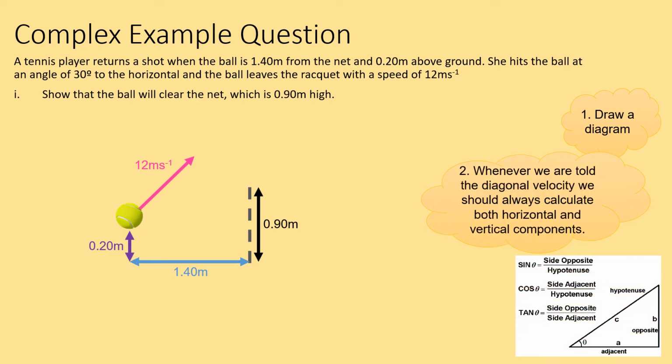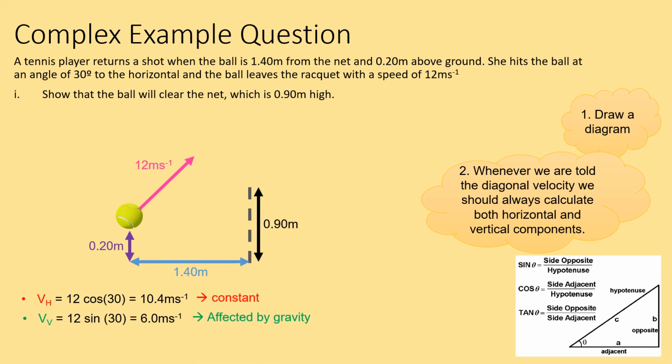Two, we now know that there's a diagonal velocity. We've got to calculate the horizontal and vertical components, remembering our trigonometry. So the horizontal component, remember, is opposite over adjacent, so it's cos. 12 cos 30 is 10.4 meters per second. That's our initial velocity in the horizontal direction, so that should be u, really. That's a constant. It's a constant speed. In the vertical direction, it's 12 sine 30, which is 6 meters per second.